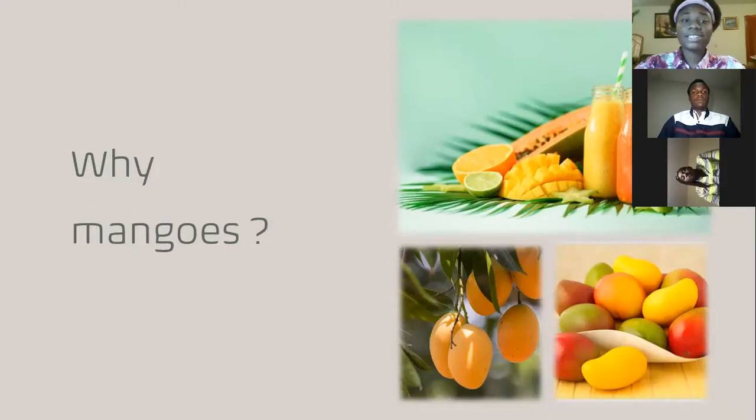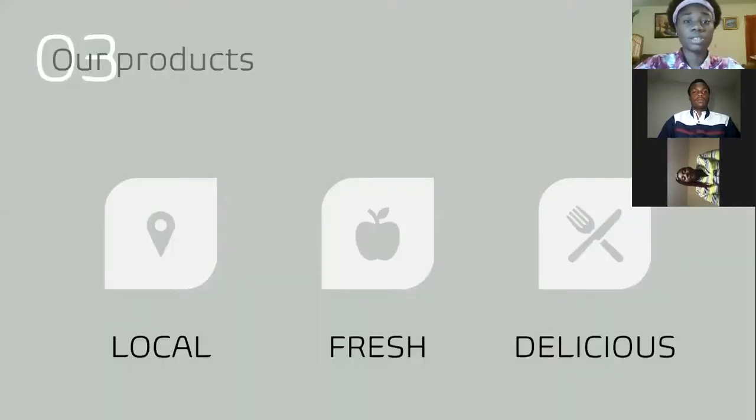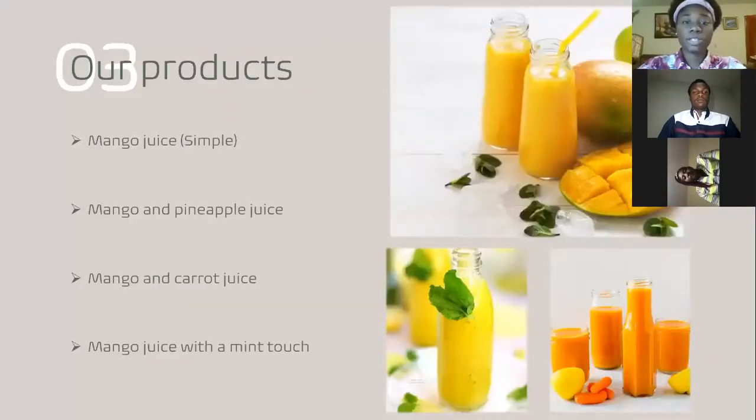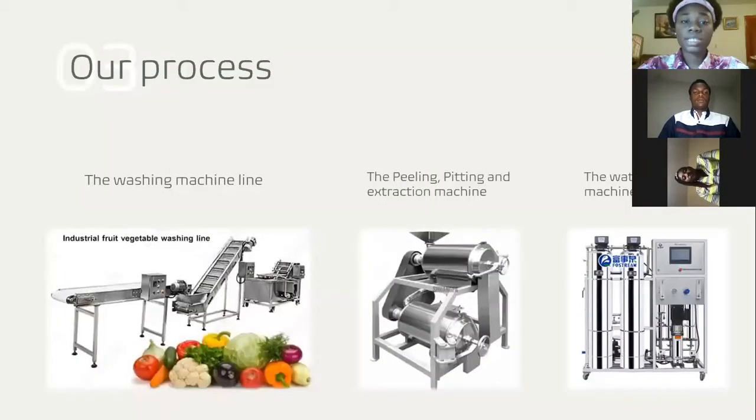In that case, it is a great opportunity to make Asian people rediscover mangoes by using our fresh local products to make delicious organic juices. To begin, we offer 4 types of juice to our customers: simple mango juice, mango and pineapple juice, mango and carrot juice, and mango juice with a mint touch. Let's talk about our process now. The fruits are sorted manually and washed thanks to a machine. Then they are sent to a peeling and extractor machine that extracts the juice from all the fruits.